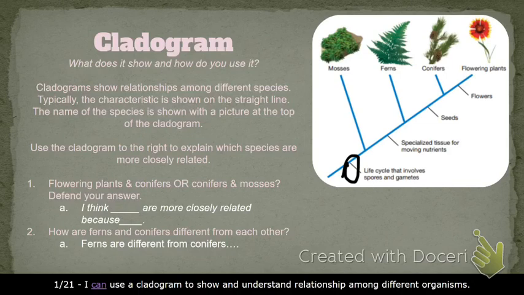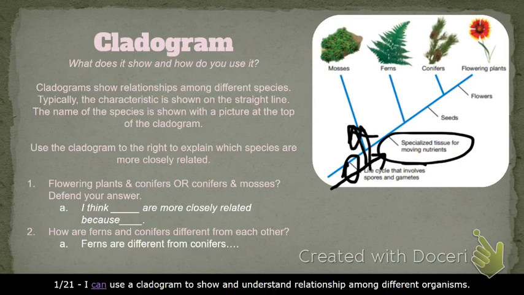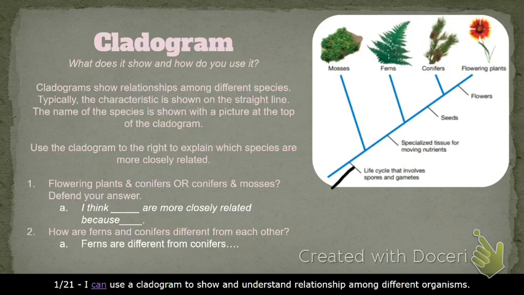Something that happens as you move up this chart is that you notice a break off to the left, moving up, and that's mosses. The reason that's there is that it tells you this statement is not true for mosses. It says specialized tissues for moving nutrients. Mosses do not have specialized tissue for moving nutrients, therefore they split off to the side. As you continue up, everything from here at the end of that line has a life cycle that involves spores and gametes and has specialized tissues for moving nutrients.